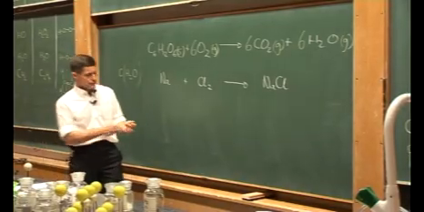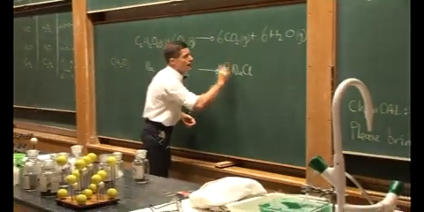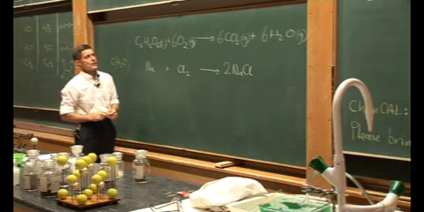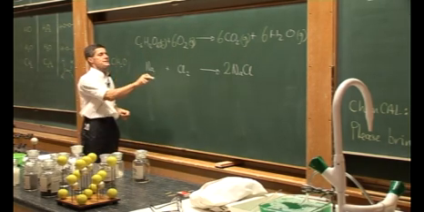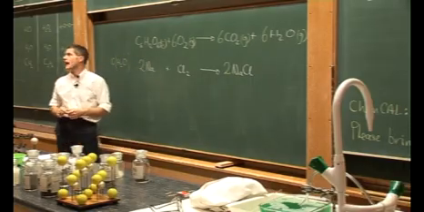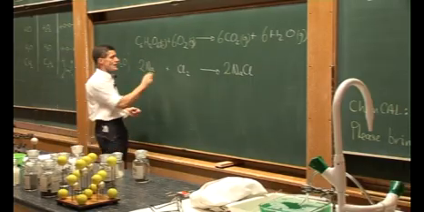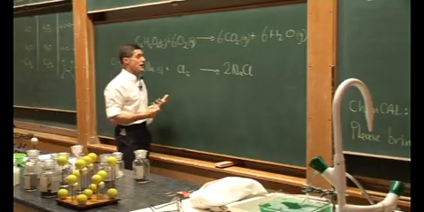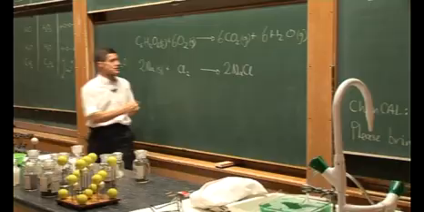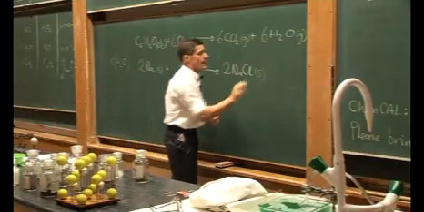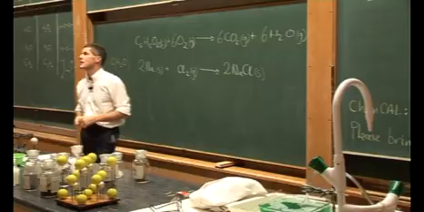Balancing this up, I would have 2 lots of chlorine on the right now. I've created 2 Na atoms there. I need 2 Na atoms there. If I was to put in the state symbols, I happen to know that sodium's a solid, chlorine's a gas, sodium chloride is a solid.